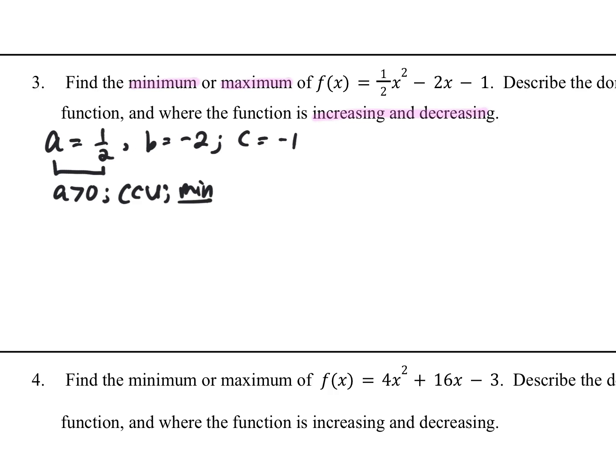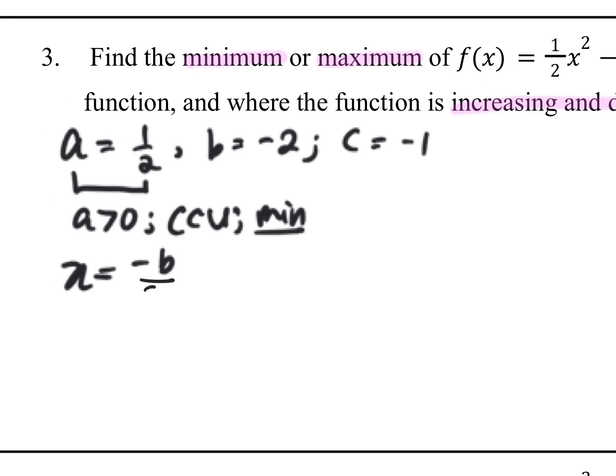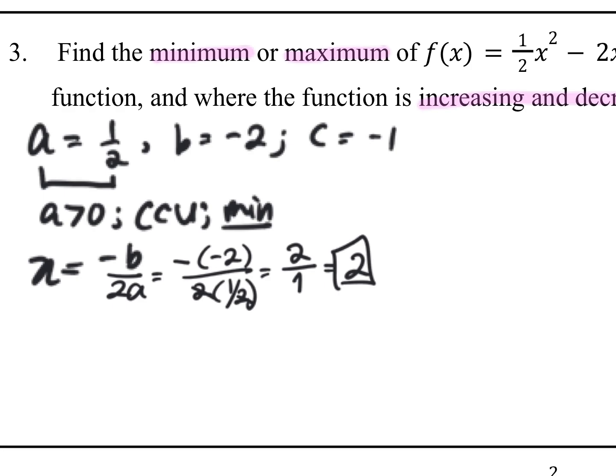Next, we're going to find the x coordinate of our vertex. X is equal to -b over 2a. Okay, negative times -2 all over 2 times 1/2. Okay, this is gonna give you 2 only. I'm gonna cancel this one, so what is left is just 1, so it's just going to give me 2. Okay, so that is the x coordinate of our vertex, 2.